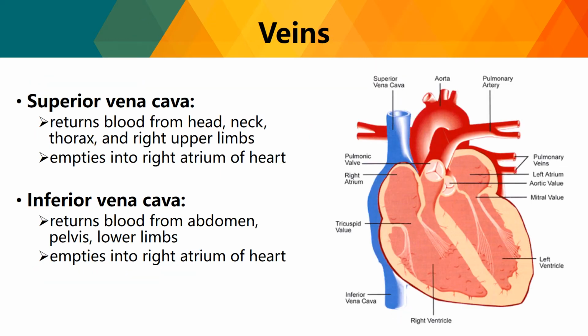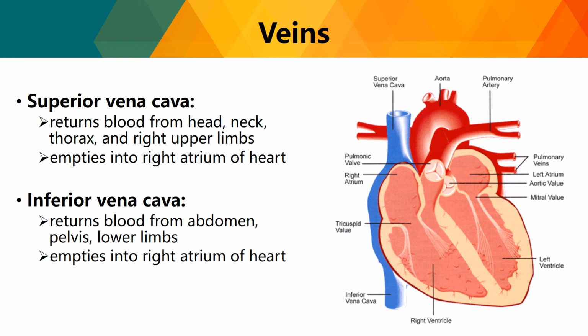Okay. Next, you have your veins. Your major or the biggest veins that we have in our body is the superior and inferior vena cava. Okay. So, your superior vena cava returns blood from your head, your neck, your thorax, and your upper limbs. Okay, it empties into the right atrium of the heart. Your inferior vena cava, since inferior siya, galing siya sa baba, it returns blood from your abdomen, your pelvis, and your lower limbs. And it empties into the right atrium of the heart also.